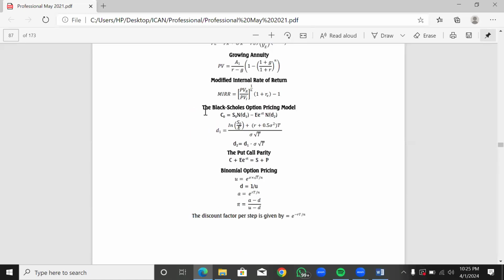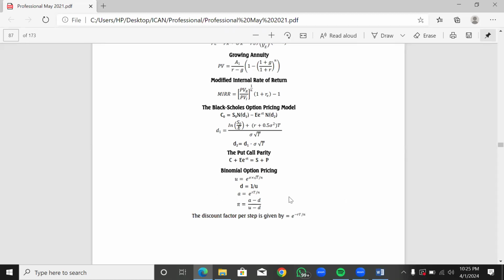Okay, very brilliant. So this is your Black-Scholes option pricing formula. This is your call option. This is your D1. This is your D2. Okay, this is your put call parity. So they did not give you the put option. Okay, I'll explain why the put option formula is not here.